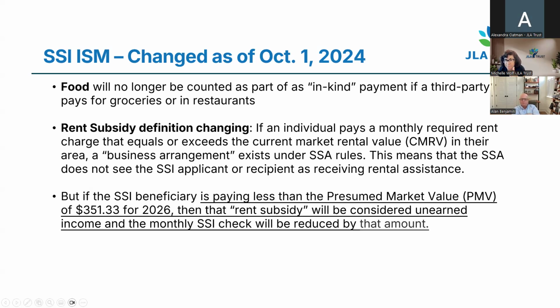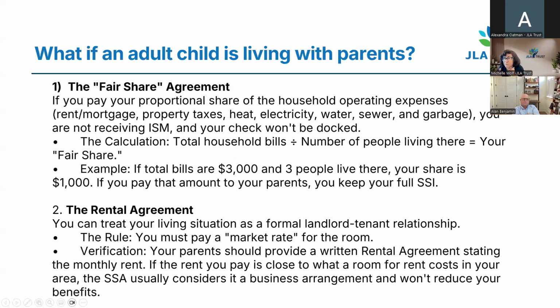and you're not going to have a penalty due to the ISM. So this is really important for all those adult children over the age of 18 living at home with their parents. They must pay rent. I know it sounds crazy. Doesn't matter their level of disability. They must pay rent through their SSI check or their SSDI check. And it has to be over $351.33.